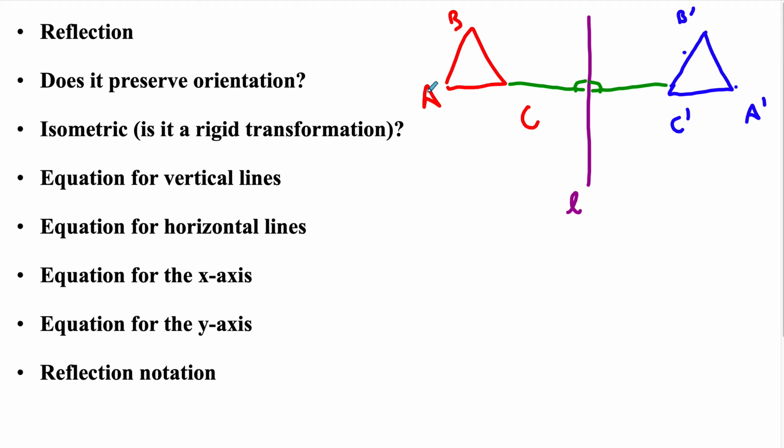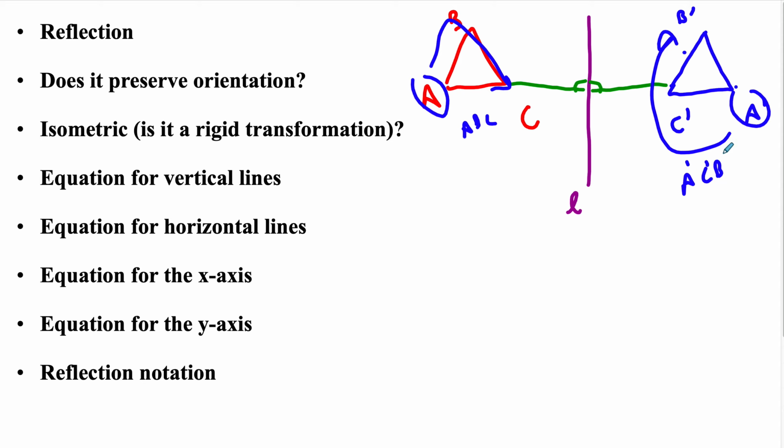Does it preserve orientation? Well, the orientation here would be ABC, and the orientation here would be A prime, C prime, B prime. So no, it does not preserve orientation. It's one of the few that does not. Is it rigid? Well, the only thing we're doing is moving this. So yes, it is rigid, aka they are in isometry.